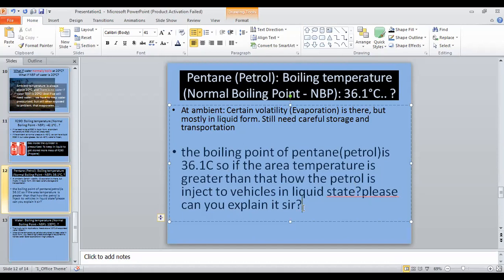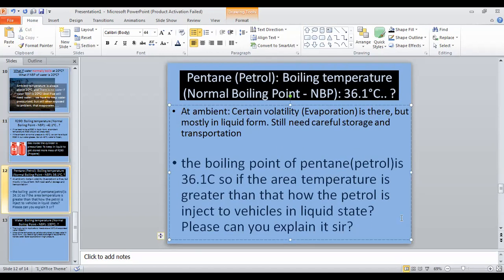Yeah, injected into vehicles. So this, by right, should be a high pressure system. Pressurize it. So when you pressurize this and release to lower pressure, there could be atomization and it can even turn into gas form. Again, this is a matter of balancing.